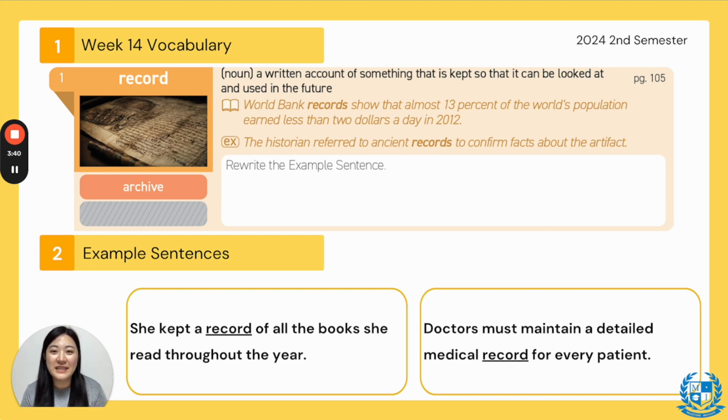The definition is a written account of something that is kept so that it can be looked at and used in the future. Basically meaning we wrote something down and then we're going to look at it later in the future or use it later.